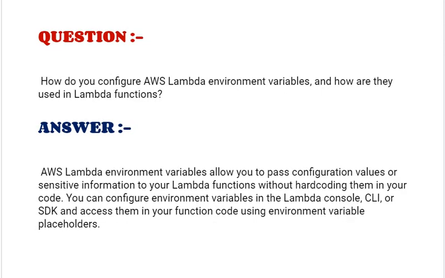Our next interview question is, how do you configure AWS Lambda environment variables and how are they used in Lambda functions? Your answer should be: AWS Lambda environment variables allow you to pass configuration values or sensitive information to your Lambda functions without hard coding them in your code. You can configure environment variables in the Lambda console, CLI, or SDK and access them in your function code using environment variable placeholders.